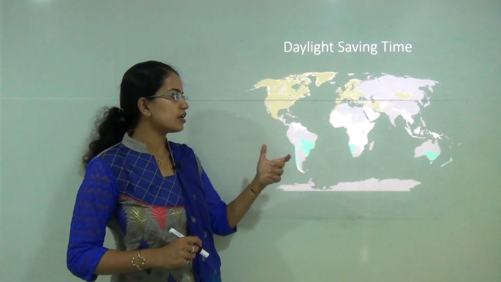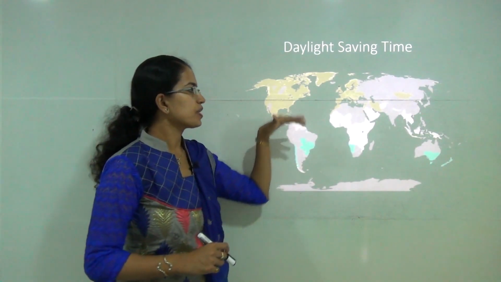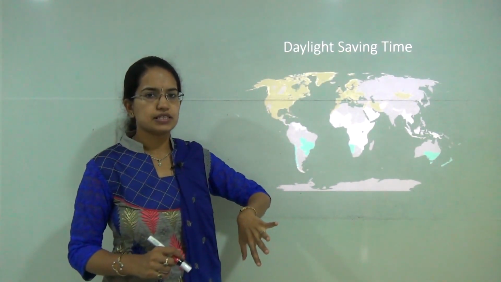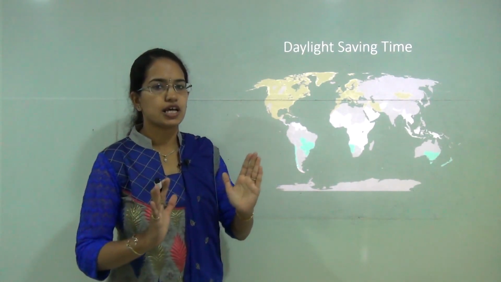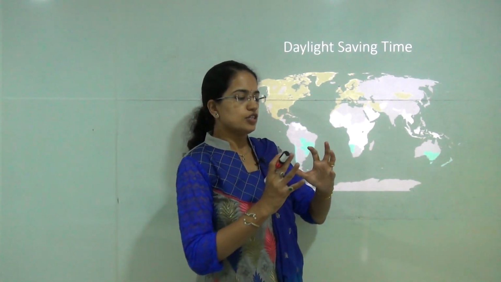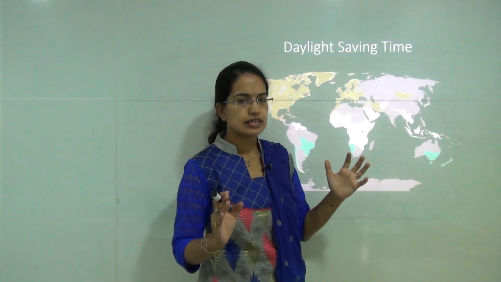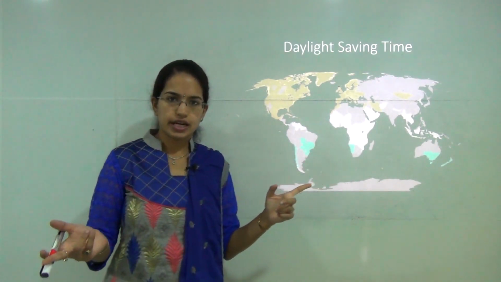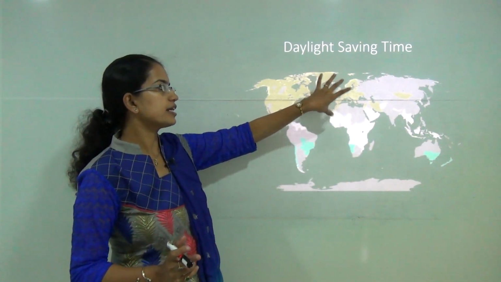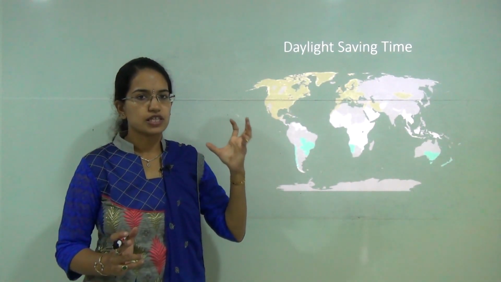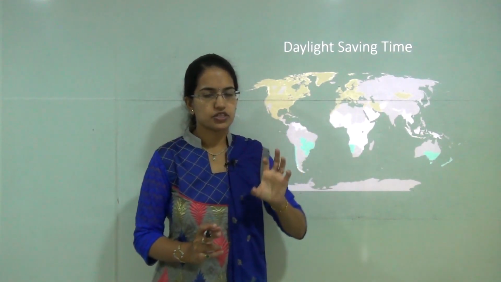So it's mainly common towards the polar regions, not the equatorial belt. Towards the polar region, what happens is you would have longer days during summers and shorter days during winters. So to absorb more and more sunlight for the longer day, the best idea is to increase the daytime. So you set your clocks 1 hour ahead, and you can take the maximum advantage of the natural light that is coming in. This would reduce the burden of the artificial light.